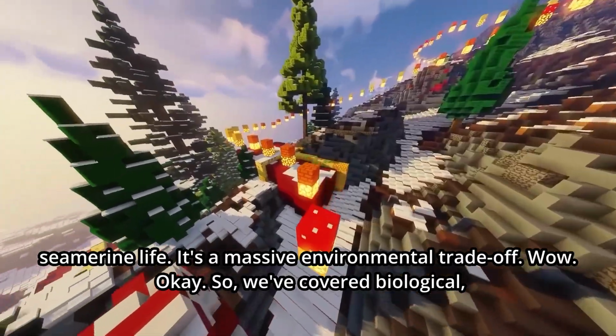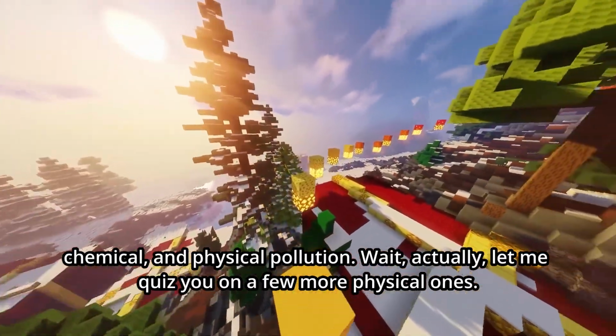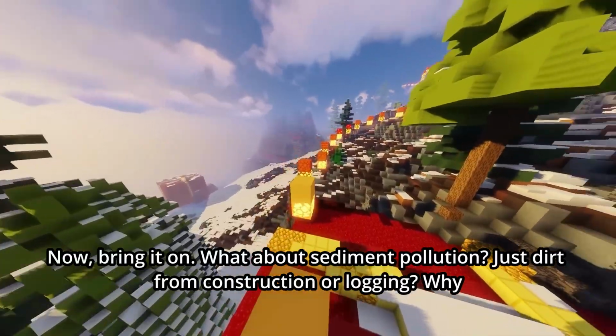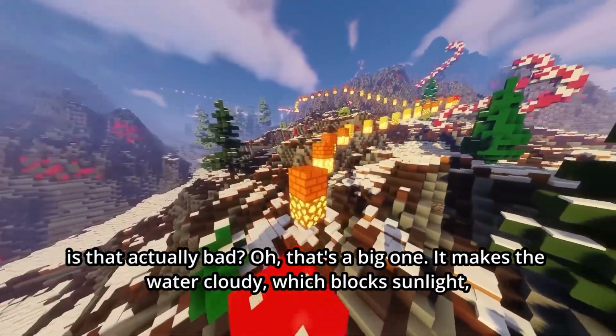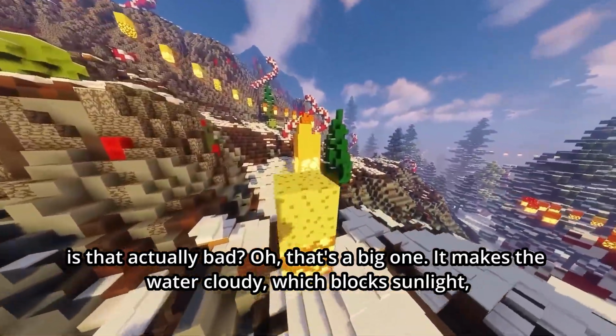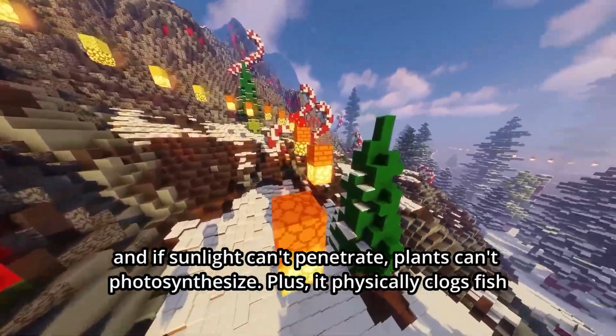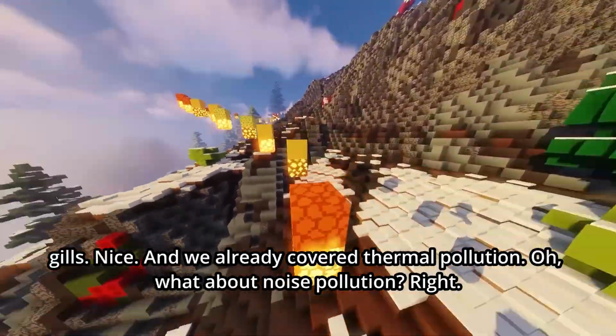Wow. Okay, so we've covered biological, chemical, and physical pollution. Wait, actually, let me quiz you on a few more physical ones. Bring it on. What about sediment pollution? Just dirt from construction or logging? Why is that actually bad? Oh, that's a big one. It makes the water cloudy, which blocks sunlight. And if sunlight can't penetrate, plants can't photosynthesize. Plus, it physically clogs fish gills.